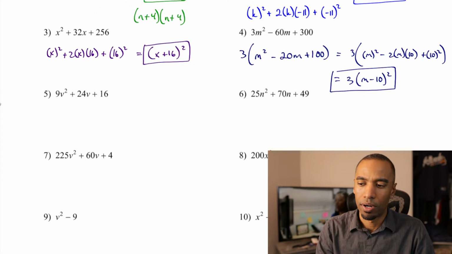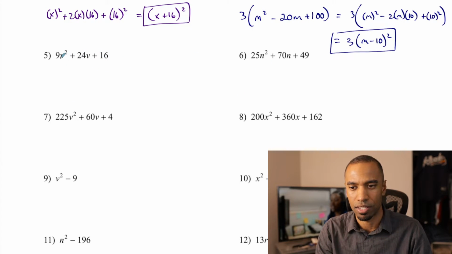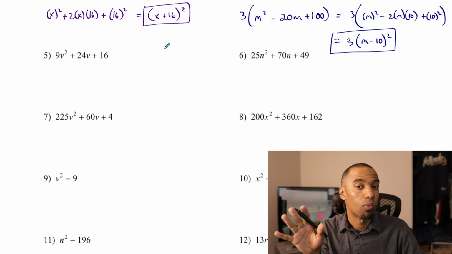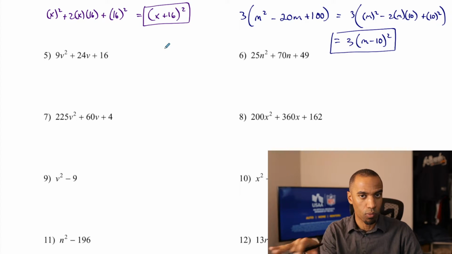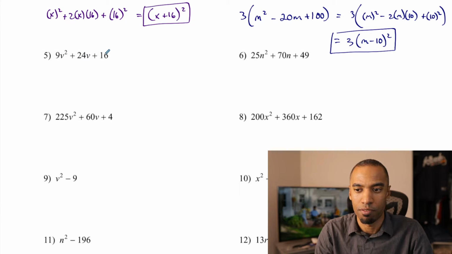Okay, moving forward, numbers 5 through 8, the last 4 perfect square trinomials before we get to some backside stuff here. Now, I'm telling you right now, we know that these are special cases, but we can kind of confirm as we move forward here. 9v squared plus 24v plus 16.